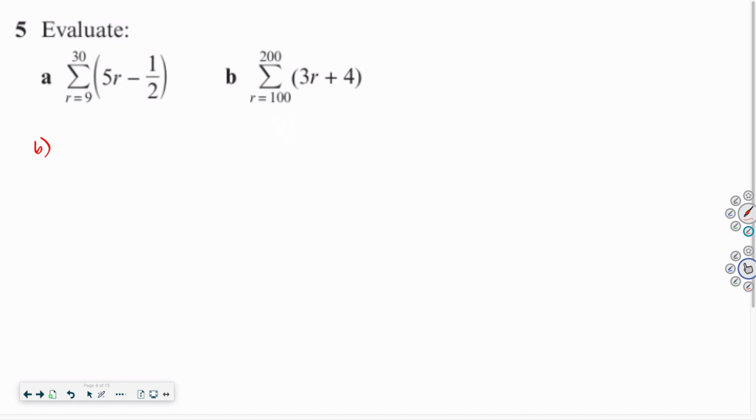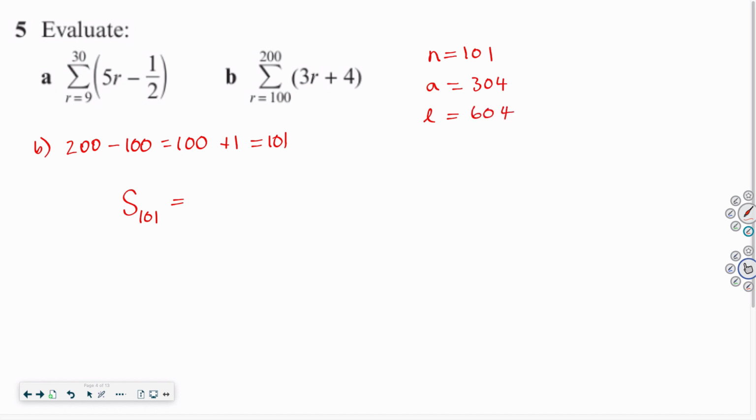So if we have a look at how many terms we've got, 200 minus 100 gives us 100, but that doesn't count the first 100th term, so we need to add one back on. So we're going to be doing S of 101. And this time we've still got an arithmetic sequence, so putting our values in, we can say n is going to be 101, as we needed to add one back on, because we've just worked that out. We need a value for a, so the first term, which is going to be 304. And the last term is going to be 3 times 200, which is 600, plus 4 is 604.